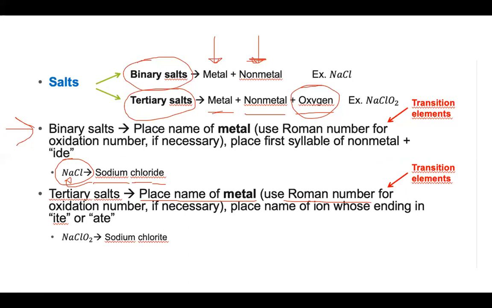Then we name the ion, whose ending is going to be "ite" or "ate." Remember that you have a list of all the polyatomic ions, so you will take the name depending on the polyatomic ion that you have. For example, here we have NaClO2. Na will be sodium, and then if we search in our table, we will see that ClO2 is chlorite.